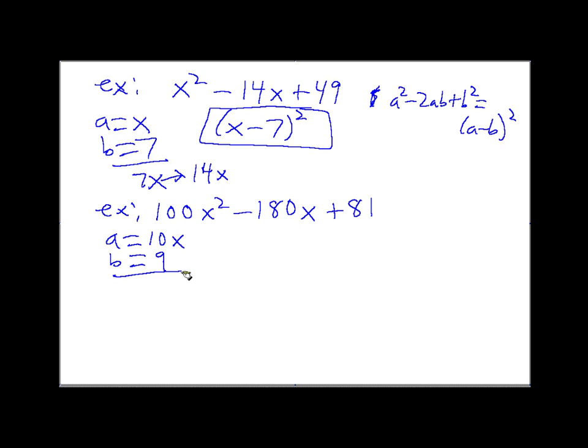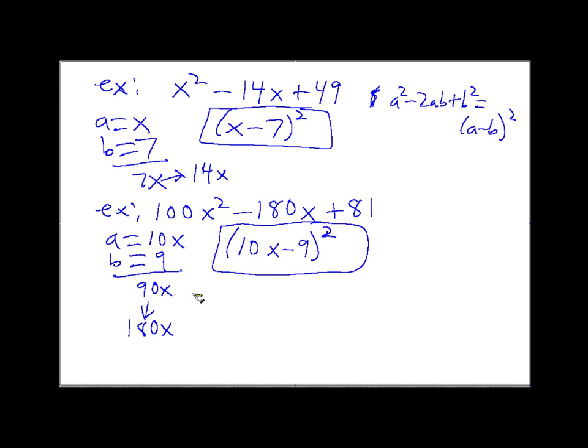All right? So let's check the middle term again. Check this 180 here, right? If I multiply a and b and double it, do I get 180? Let's see. 10x times 9 is what? 90x. Double it. So what do I get? 180x. I do have that. So therefore, this is of this formula here, because the middle term is negative, all right? So the answer is going to be what? A minus b quantity squared. So it's just going to be 10x minus 9, right? A minus b quantity what? Squared. All right, so we have our result there without too much trouble here.